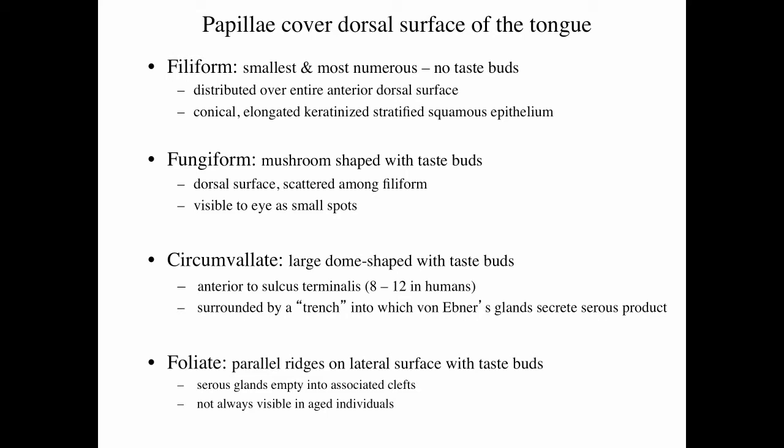And then circumvallate papillae are large, dome-shaped taste buds. They're on the anterior sulcus. There may be 8 to 12 circumvallate papillae in humans. The circumvallate papillae are surrounded by a trench into which enters a serous secretory product from von Ebner's glands. And then foliate papillae are parallel ridges on the lateral surface of the tongue. These also have taste buds associated with them. There are serous glands that empty into associated clefts with these taste buds. And interestingly, the foliate papillae are not always visible in aged individuals.